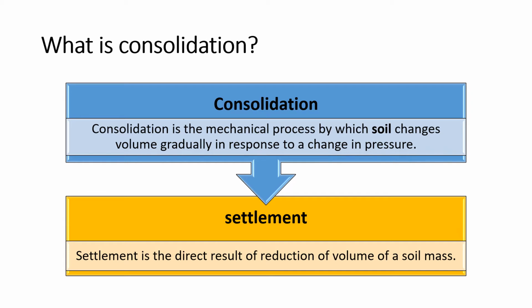To begin, let me revise what is consolidation. Consolidation is the mechanical process by which soil changes volume gradually in response to a change in pressure. Settlement is the direct result of reduction of volume of a soil mass.